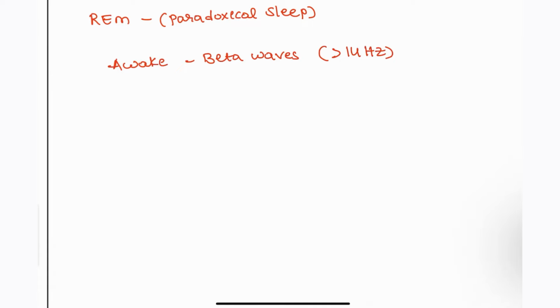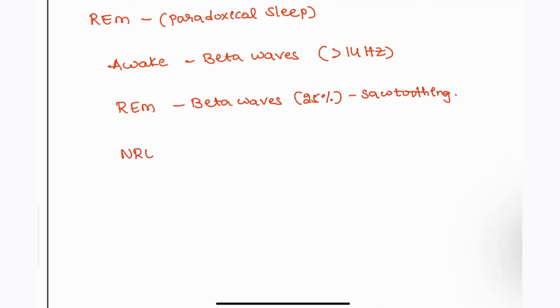Okay, next, after that, you are going into the rapid eye movement stage. Here also, there will be beta waves, and this stage is just 25% of the sleep cycle. And during this stage, the sawtooth pattern will be seen on the EEG. Next, moving on to the non-REM stage. As I said, there are three different stages. N1 is going to be the shortest stage, around 5% of the sleep cycle.